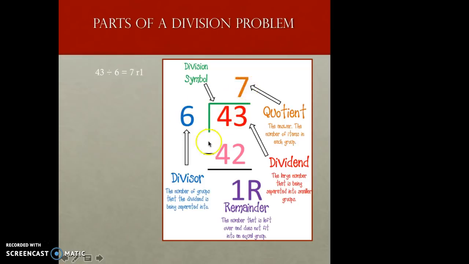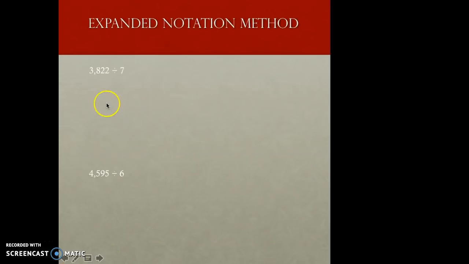Now, we know that 7 times 6 is 42, so if we subtract, we have 1 left. So that's called our remainder. That's the number that's left over and does not fit into an equal group. So 43 can be divided into 6 groups. There will be 7 items in each group with 1 left over. All right, so we have a dividend and a divisor. Our answer is the quotient.